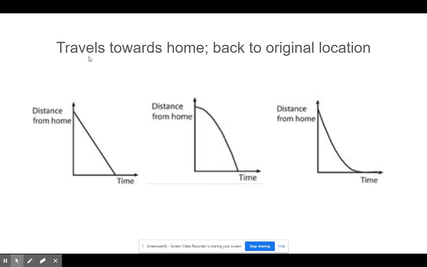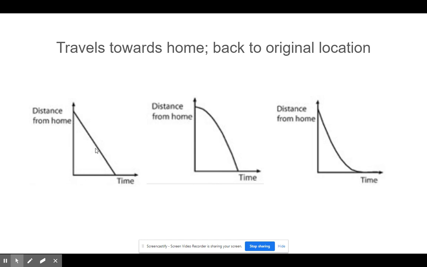Okay, so these are some examples of traveling towards home. We have home here, or back to the original location. The original location is going to be in the corner when we're talking about distance graphs. But this is from the get-go, from the start of time, they're somewhere else. They're far away from home. This is home, or the starting point. And as time goes on, they're getting closer and closer and closer to home, because this is home right here. Zero distance would be home, or the original place.